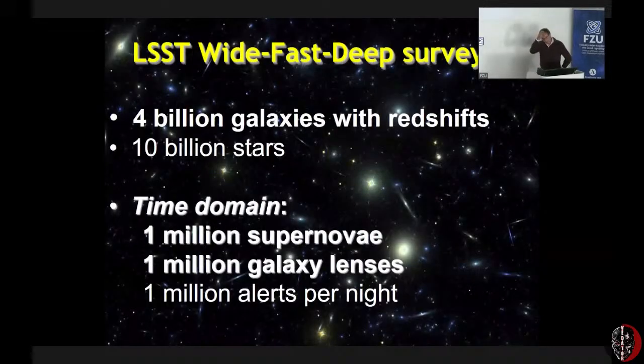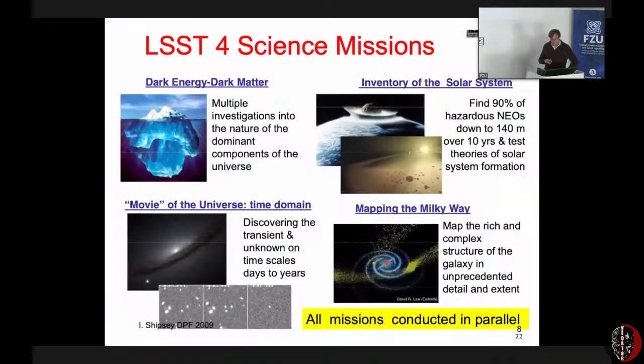Right. So in a single slide, the LSST or Vera Rubin survey will observe 4 billion galaxies and measure redshifts of them, 10 billion stars, in the time domain 1 million supernovae, which is orders of magnitude more than available now, galaxy lenses, and it will also observe 1 million alerts per night. Right. So I'll expand a little bit on this in the following.